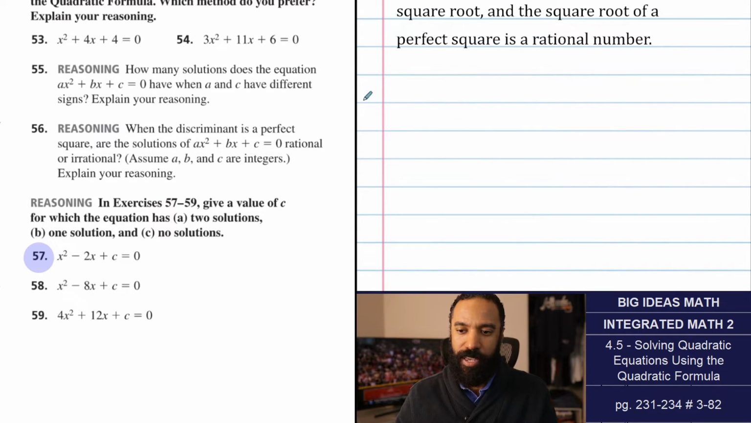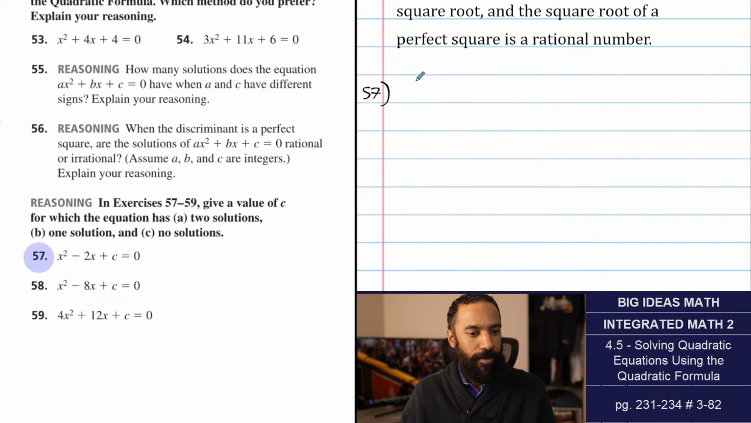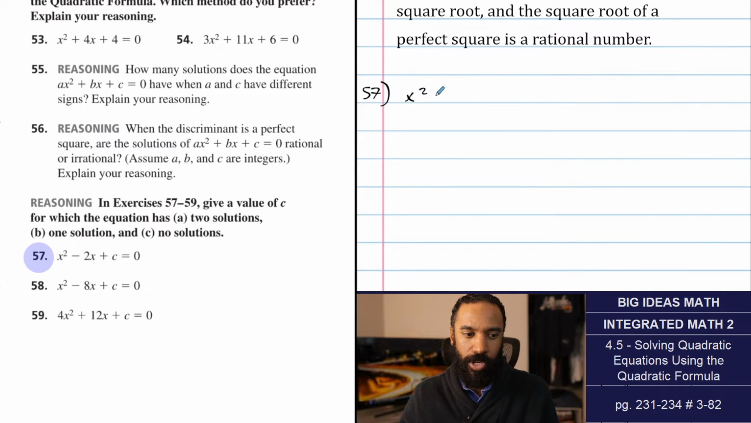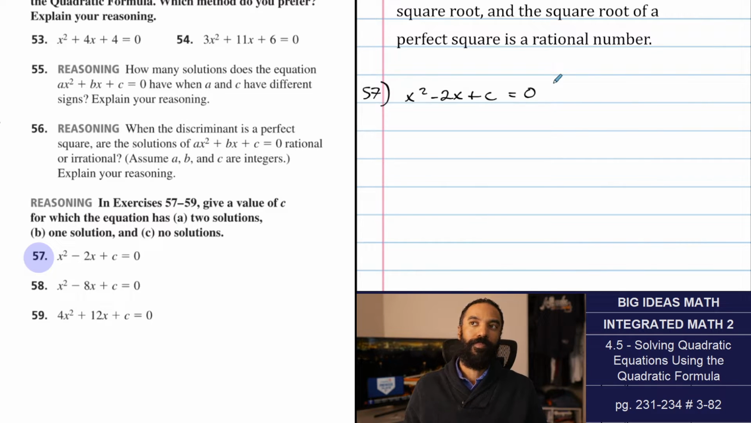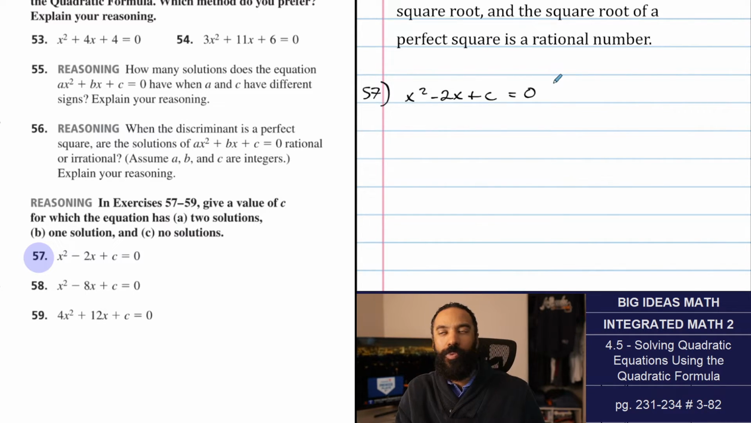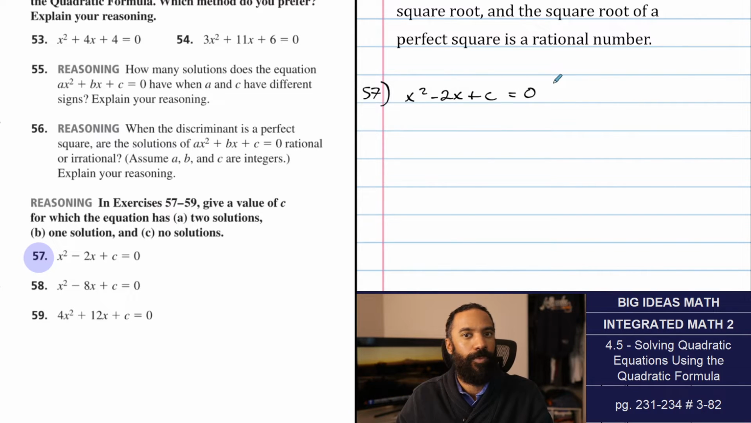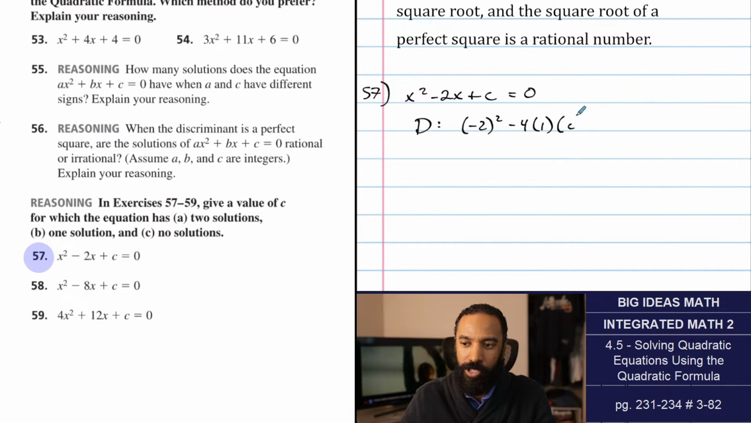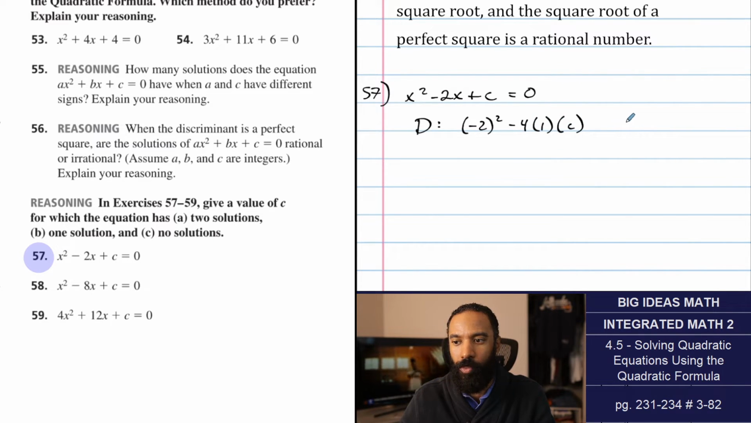Okay, numbers 57, 58, 59. Give a value of c for which the equation has two solutions, one solution, and no solution. So x squared minus 2x plus c equals 0. Now this is open-ended, but I wonder how much we can work this out by going for the discriminant. We need to look at b squared minus 4ac, and we want to check when it's greater than 0, less than 0. So that's 4 minus 4c.